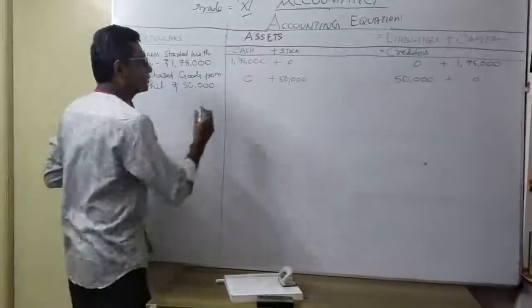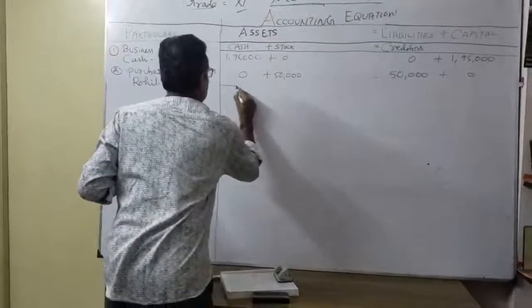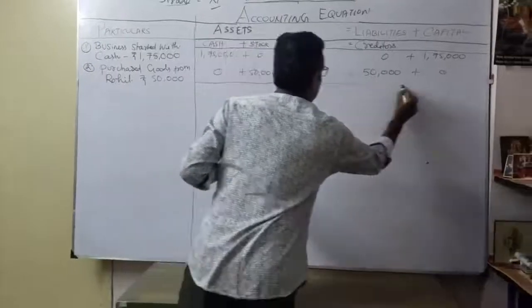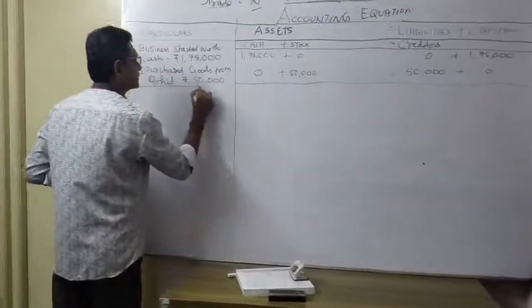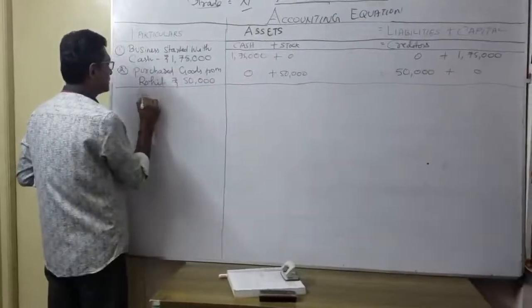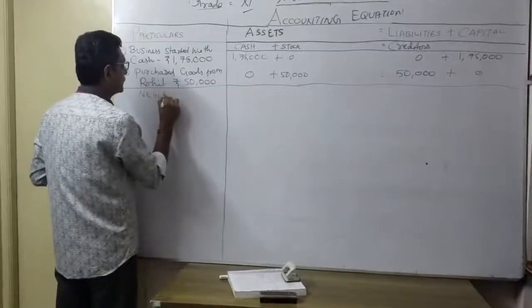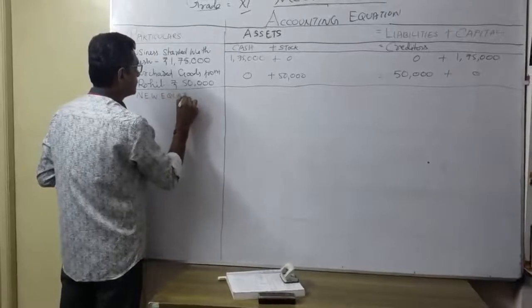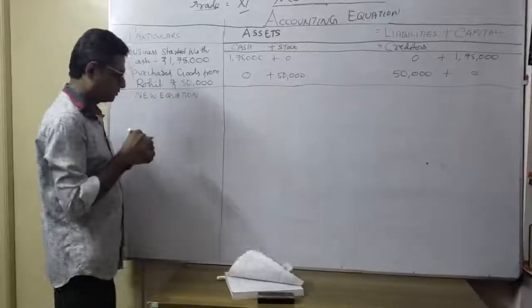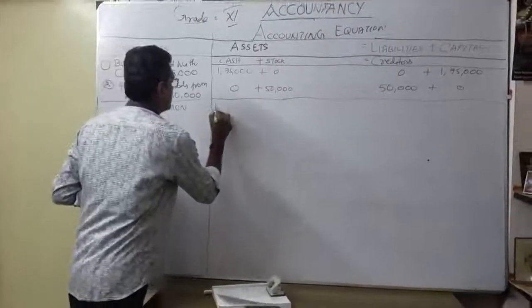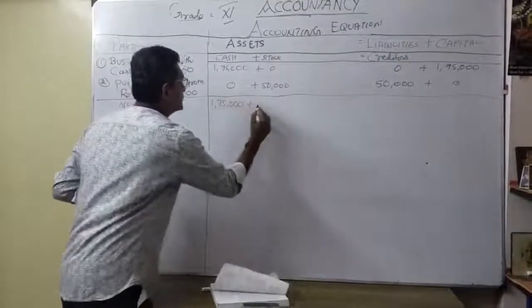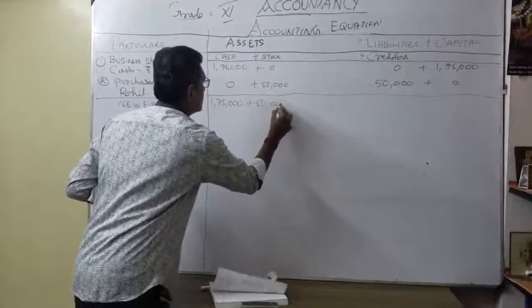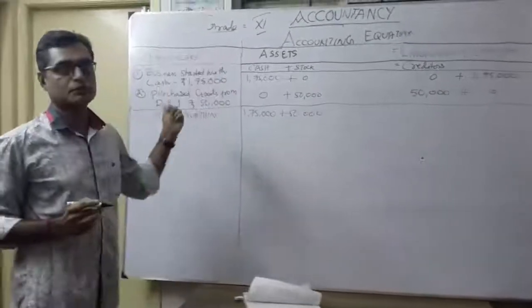Now your duty is what? Put one line. Okay. So this is called what? Fully put. That is the safer side. This is called the new equation. Okay. So what is the new equation? This is cash 1,75,000. My stock how much? 50,000. If you total it here, 2,25,000 this side.